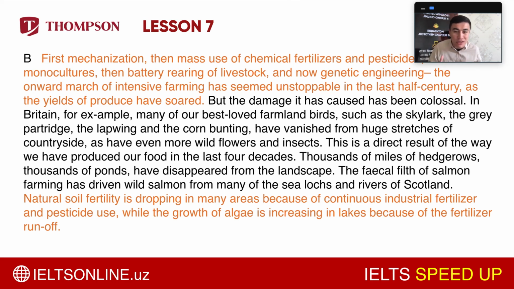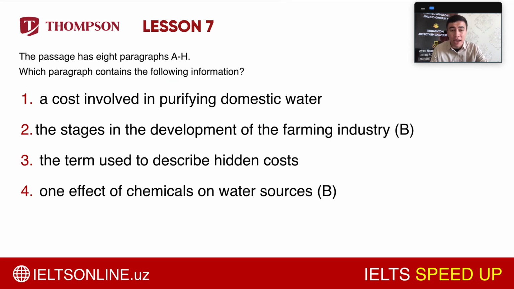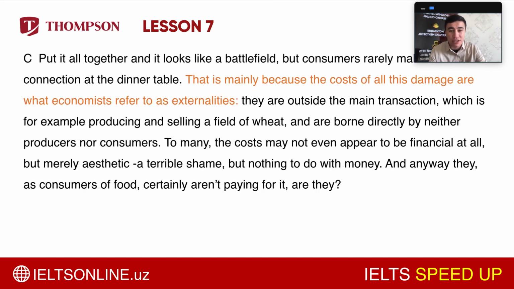So more fertilizers, more algae. So algae, okay, these are the plants. So seaweeds and other plants are also part of algae. And okay, you can see here the stages in the development of the farming industry is B, and one effect of chemicals on water sources is B as well. So let's continue.